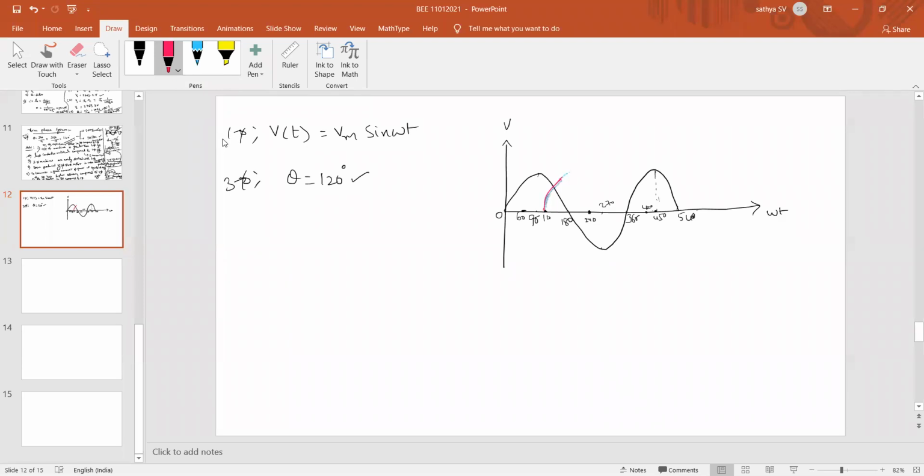So from this 120, what is the positive half cycle? 180 degrees, right? This is 0 to 180. So 120 plus 180, how much? Around 300. 300 means at this point, after 270 plus 30. Yes. So 300. After 300, it should again be 180. 300 plus 180, 480. That means at this position.